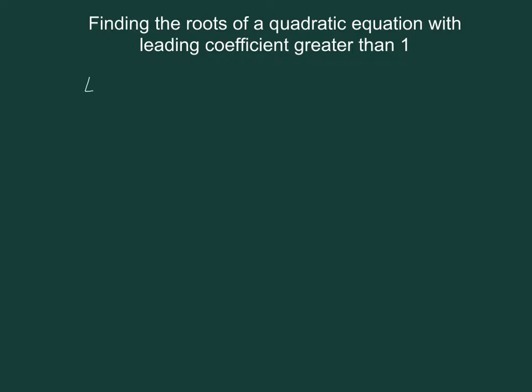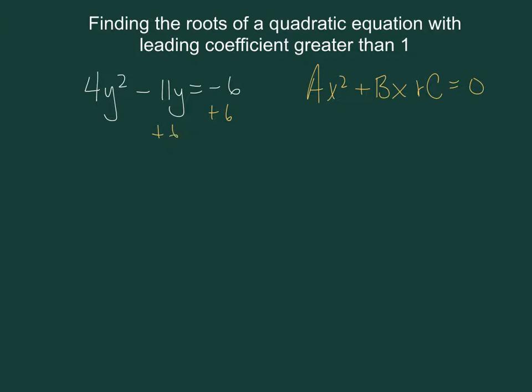Alright, so let's look at this problem. 4y squared minus 11y equals negative 6. First thing we want to do is get this into the ax squared plus bx plus c equals 0 format. So the first thing we're going to do is add the 6 over. Again, since the 6 has no y attached to it, we just tack it right onto the end. There we go. So we get 4y squared minus 11y plus 6.